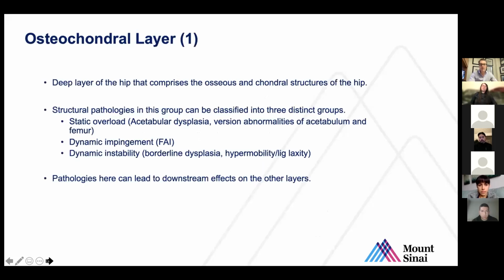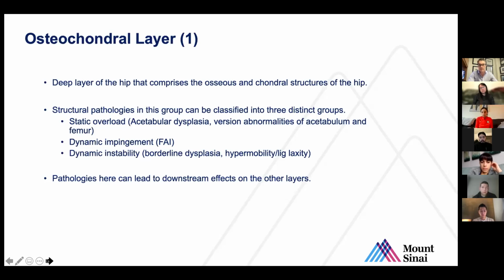So the osteochondral layer is the deep layer of the hip, and comprises, again, the osseous and the chondral structures of the hip. And again, we're trying to determine the etiology of this patient's pain. Structural pathologies here go into three different groups: either static, which is acetabular dysplasia, which again we'll get into moving forward; version abnormalities of the acetabulum and femur. And I know that version may be something that, if you have heard of it, you probably haven't heard much about, and you may be a bit confused as to how it pertains to hip pathology, and even how to determine and how to measure it. So we'll get into that as well.